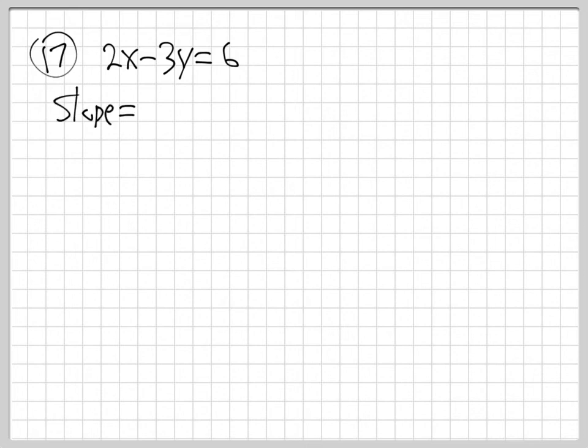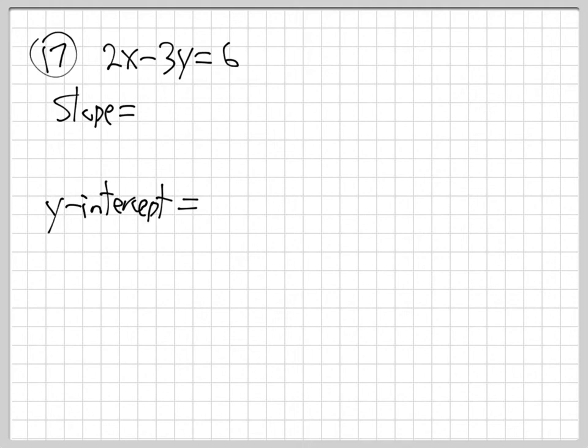Let's see, let's try number 17. So they're going to give us 2x minus 3y is 6. They're going to say the same thing. They want the slope first off, and then they're going to want the y-intercept after that, and then they want you to graph. All right, give it a go.